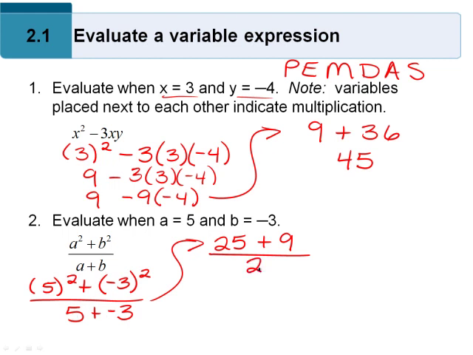Now we need to simplify the top one more time. 25 plus 9 is 34 divided by 2 gives you a final answer of 17. So that would be it.